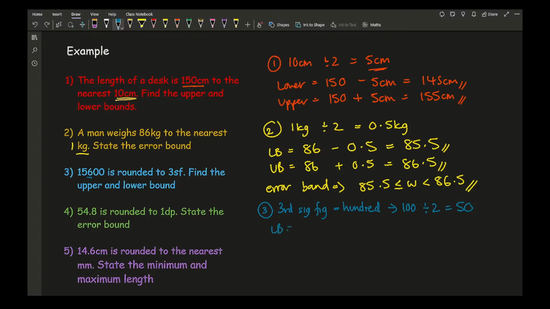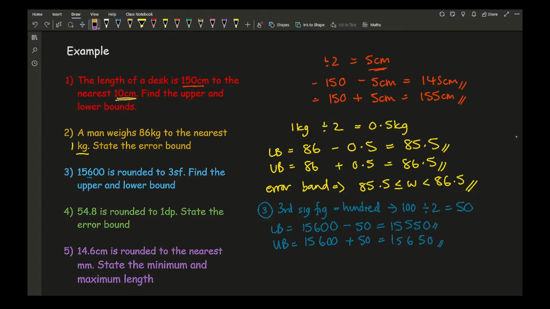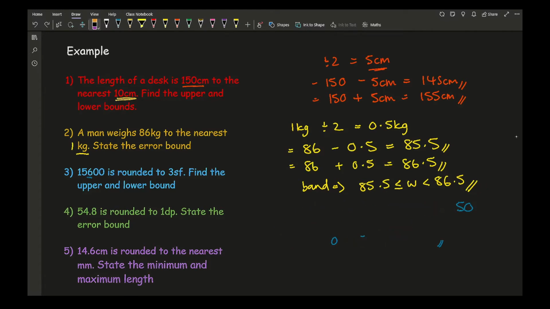So here my lower bound is going to be the original number, 15,600, take away 50, which gives me 15,550. And then my upper bound is going to be 15,600 plus 50, which is 15,650, and there is my upper and lower bound. Now moving on to question 4. So let's just get rid of all of this.